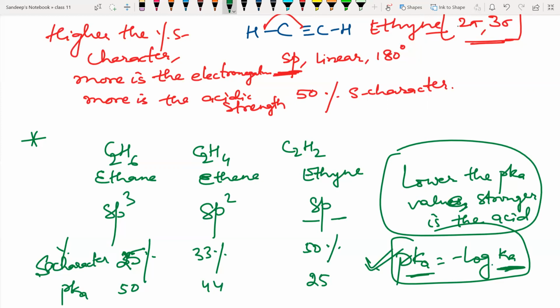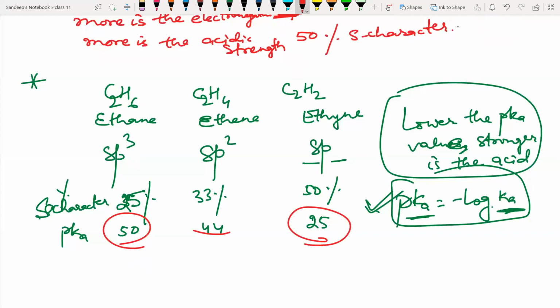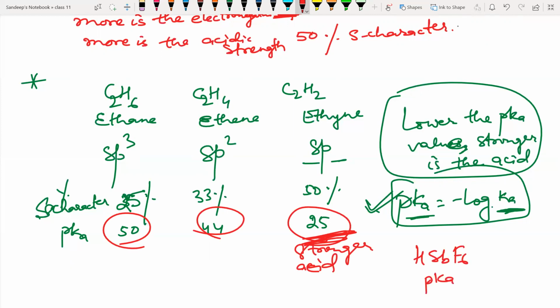So alkynes are more acidic than alkenes, alkenes are more acidic than alkanes. That is reflected in their pKa values. So you can see 50, this is 25, this is 44. Lower pKa value means stronger acid. Like one of the strongest acids known is superacid HSbF6 with a pKa value of minus 12. It is regarded as a superacid, one of the strongest acids known.